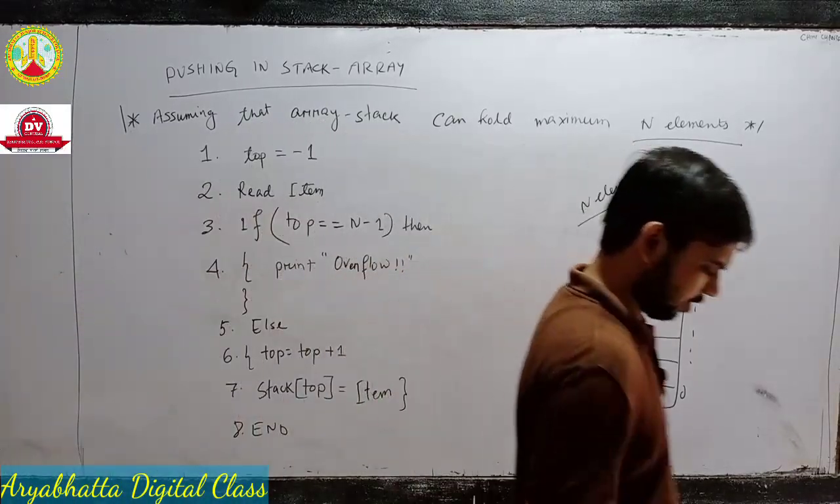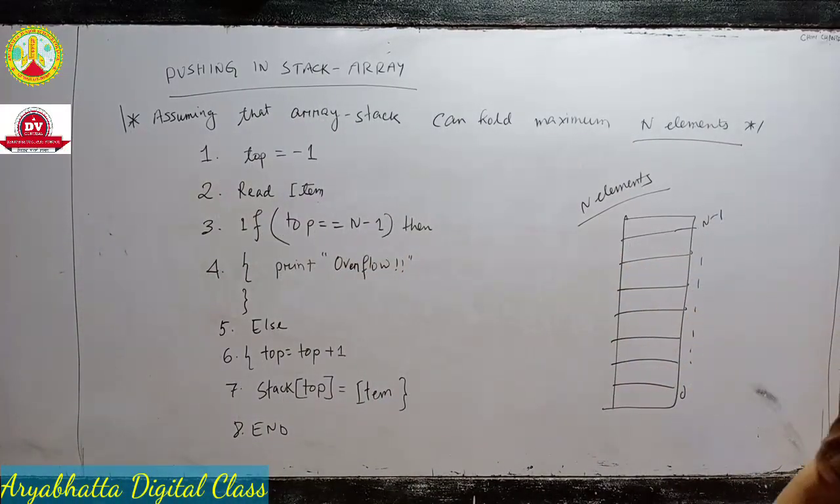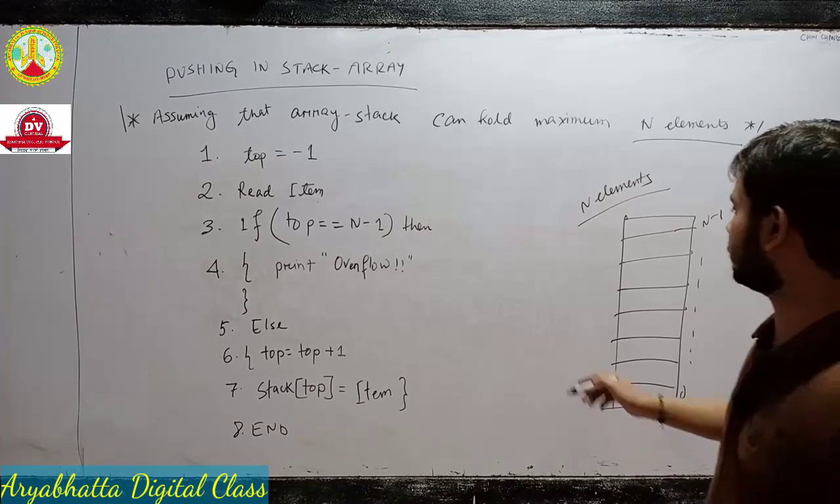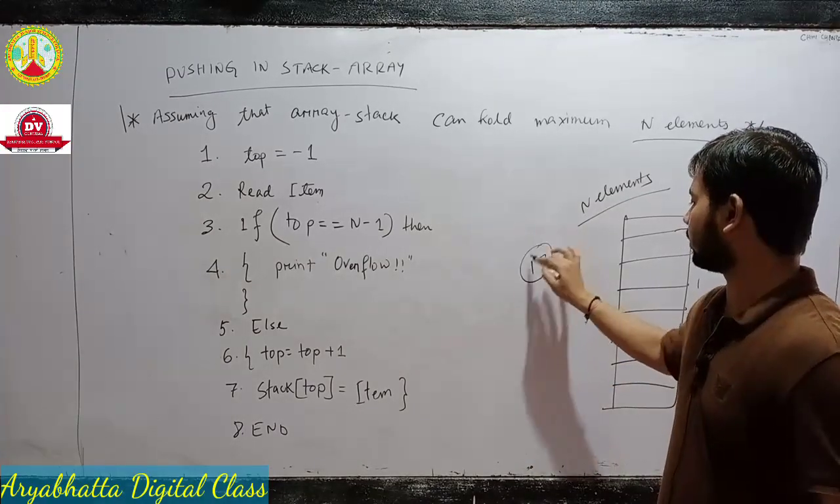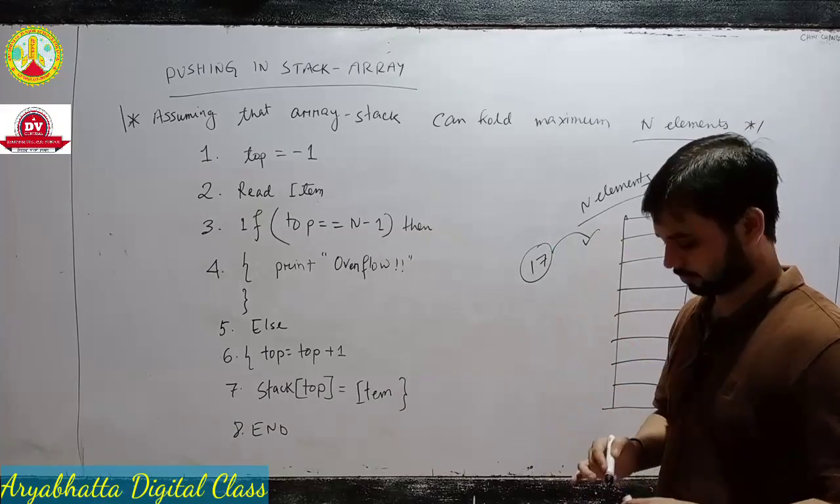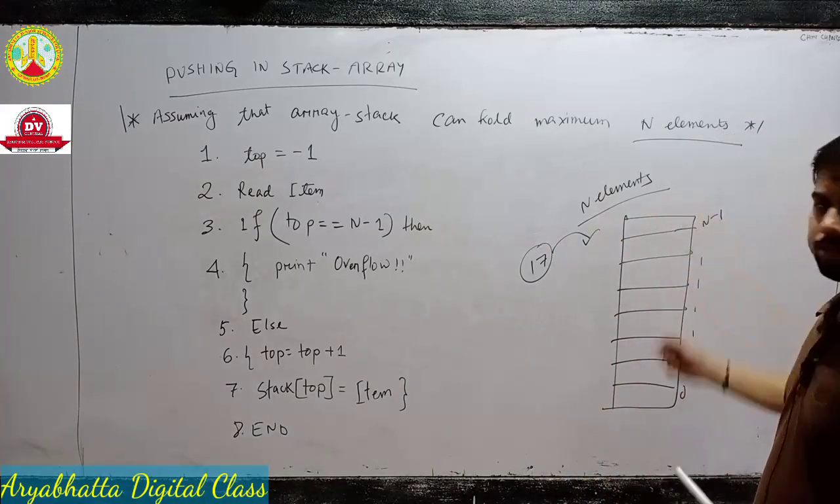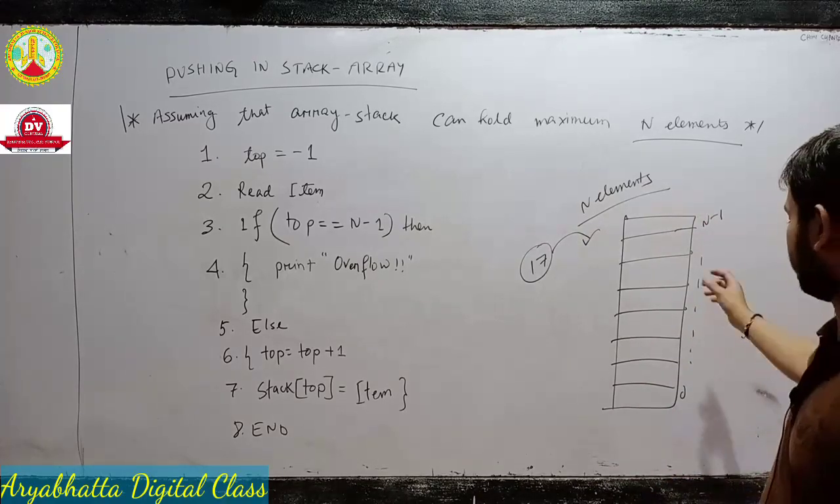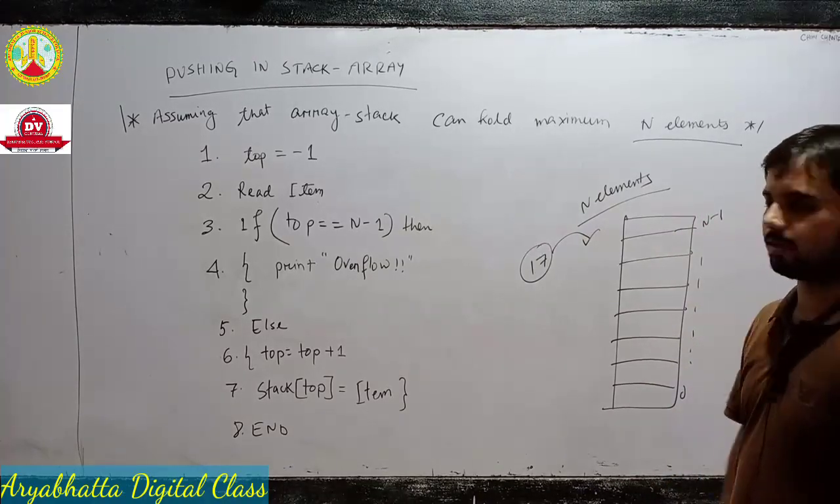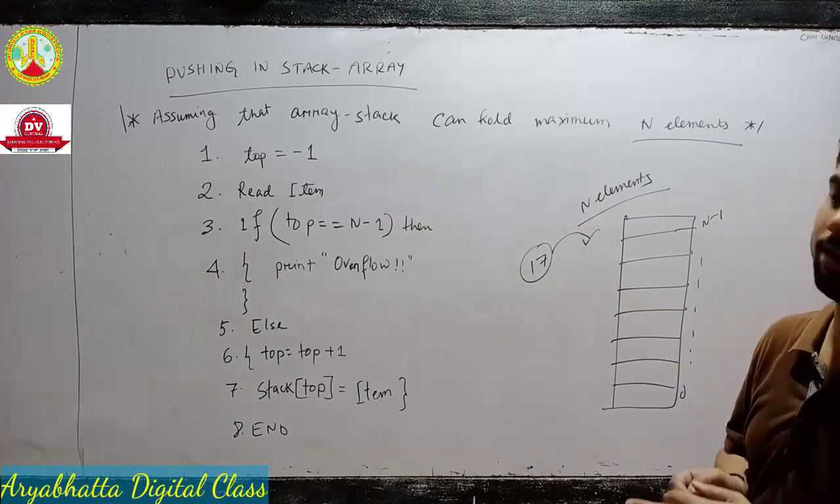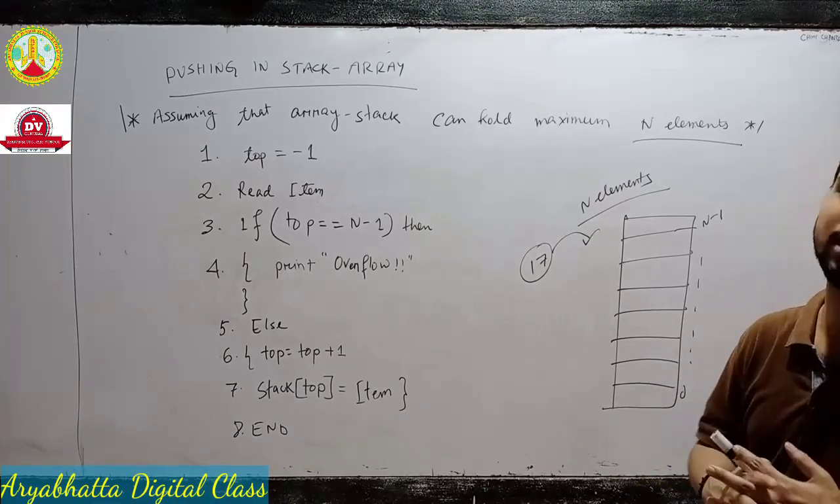First point, top equals -1 means your stack is initially completely empty. After that you read the item, means you read the element. So this is the element 17 that has to be inserted. Then it is easily inserted and the index will be incremented, top will be incremented. Otherwise, we have to see all the possible cases. I already told you, in an algorithm we have to see all the possible cases, right?